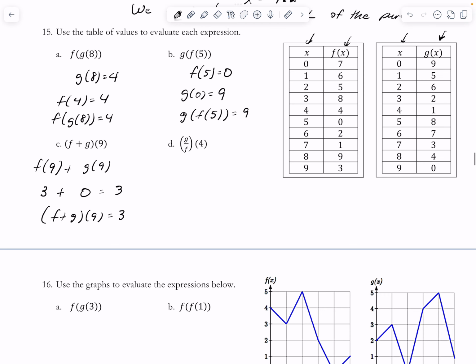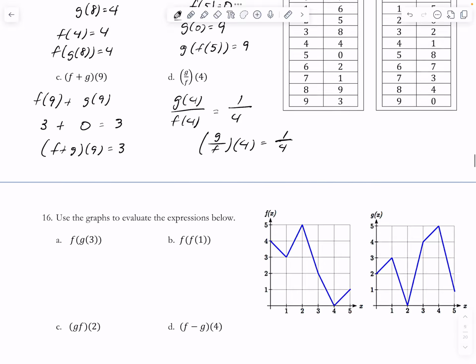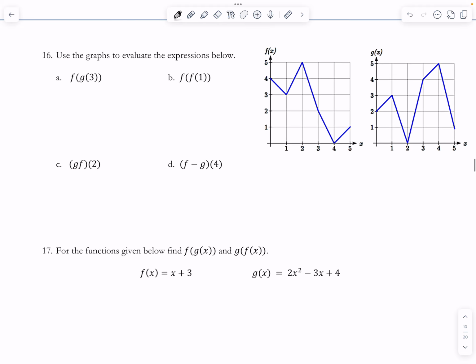Okay, next one is g of 4 over f of 4. So g of 4 is 1. F of 4 is 4. So g over f of 4 is 1/4. Make sure to simplify if you can. 1/4 cannot, but make sure you simplify if possible. Okay, f of g of 3. So using the table, we have g of 3, which is equal to 4. So f of 4 is going to be 0. So f of g of 3 is 0.